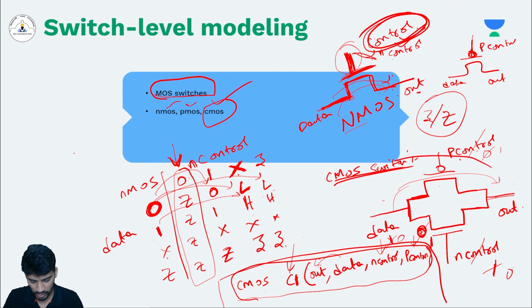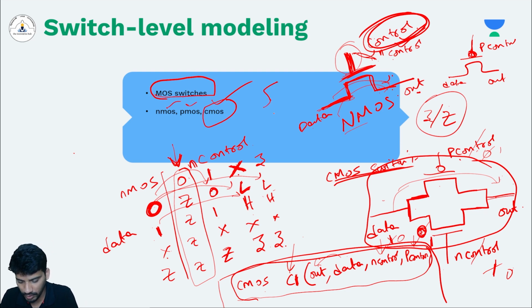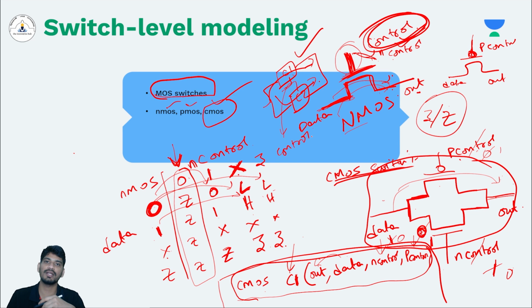The purpose of CMOS switch is it will be useful when you want to design any multiplexer or something similar to that. If you have two different paths and you want to select one of the paths, then you can use a CMOS switch to select whether this path or this path by using the control signal. We'll see when we design a 2:1 multiplexer using CMOS switches. Okay, so you can do the same operation. This is a CMOS, right?